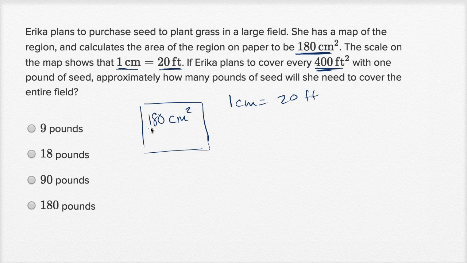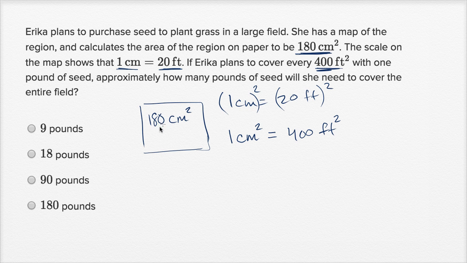But if this is square centimeters, then we want to convert this to square feet. So if 1 centimeter is equal to 20 feet, to figure out the conversion from square centimeters to square feet, we could just square both sides. And what will that be? 1 squared is still 1, but now we have 1 centimeter squared. I could write it like this just to be clear that I took both of them to the second power, but 1 squared is just 1. And 20 squared is going to be 400 square feet. So 1 square centimeter on this map is going to be equal to 400 square feet.